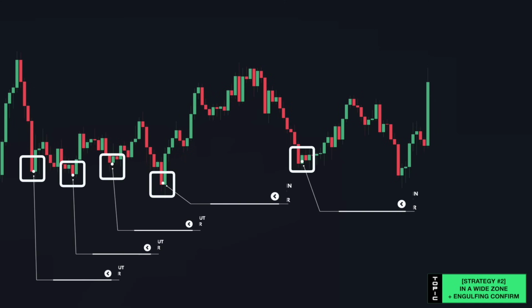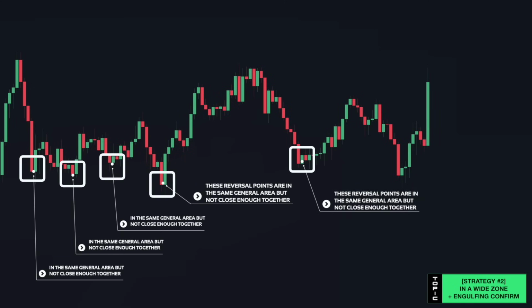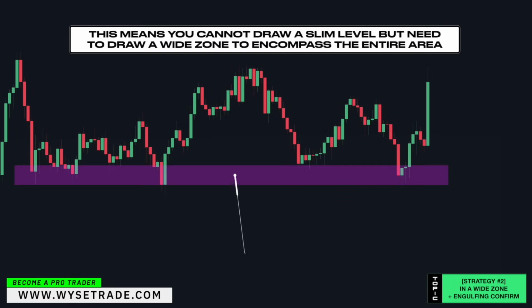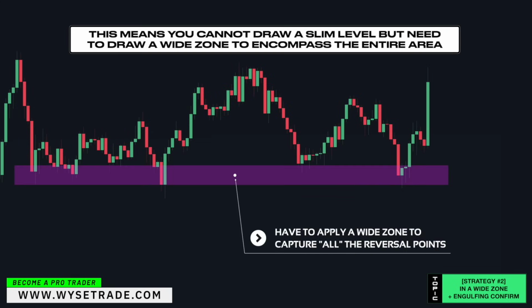These reversal points here are in the same general area, but not close enough together. This means you cannot draw a slim level, but have to draw a wide zone to encompass the entire area.